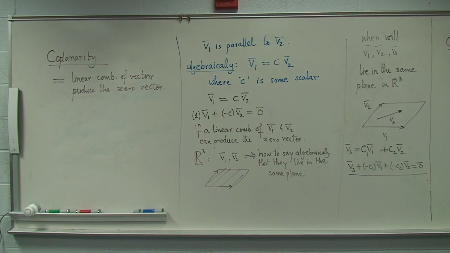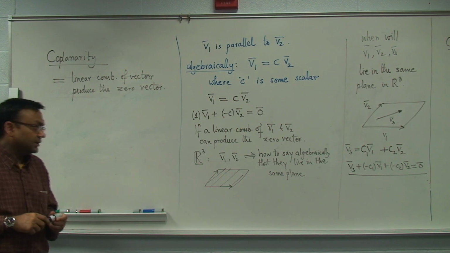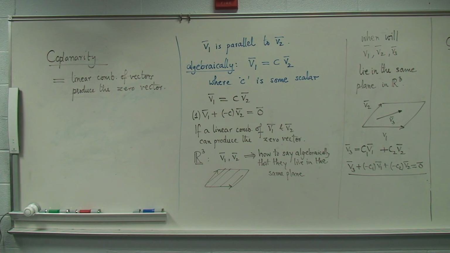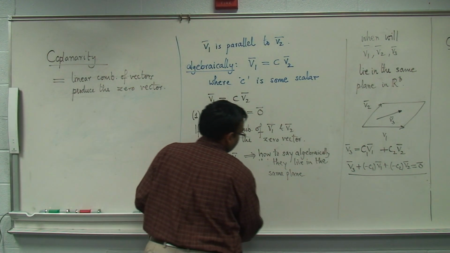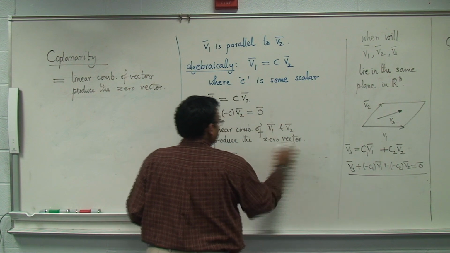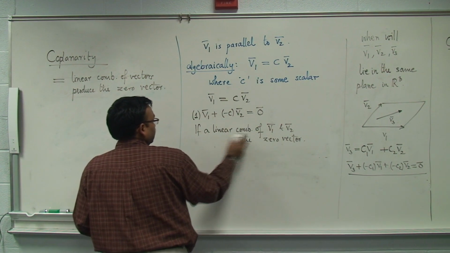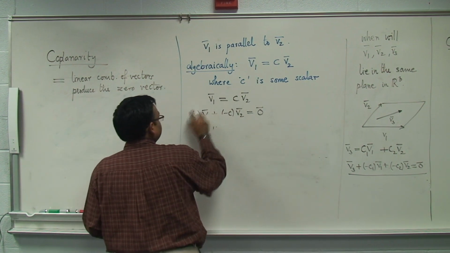Now we have seen two instances in R2 and R3 where we have been able to interpret the idea of them lying on the same line or in the same plane. So we want to generalize this concept, and that is what we are going to call our linear independence. Okay. So let's capture our definition from things we have seen.